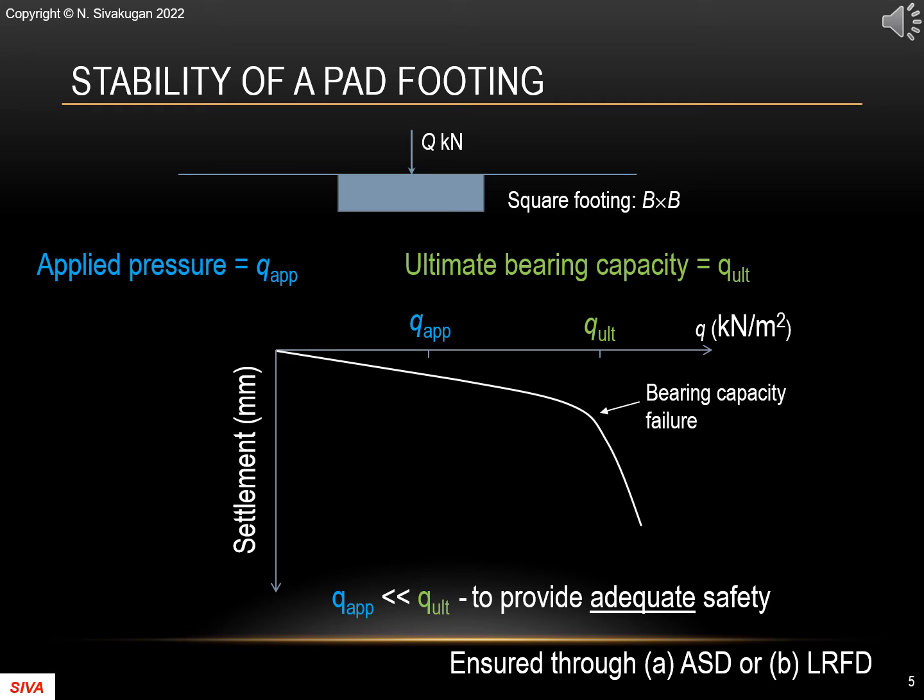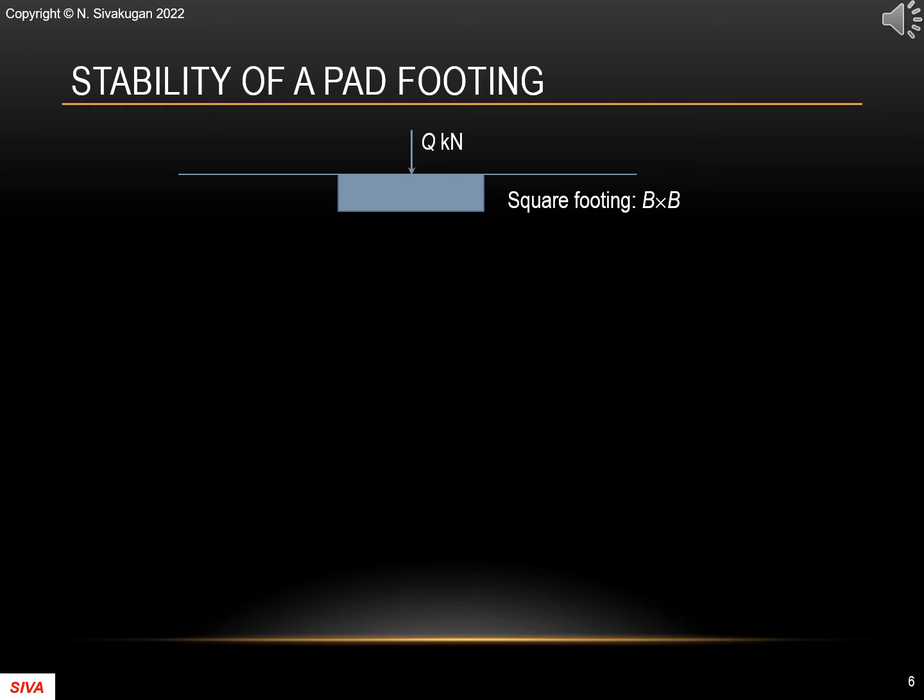When the load is increased from 0 to well beyond the bearing capacity failure, the variation of applied pressure versus settlement is shown here. The ultimate bearing capacity is the pressure at which the bearing capacity failure occurs. We have to see that the applied pressure is well below the ultimate bearing capacity, ensuring adequate safety against bearing capacity failure.